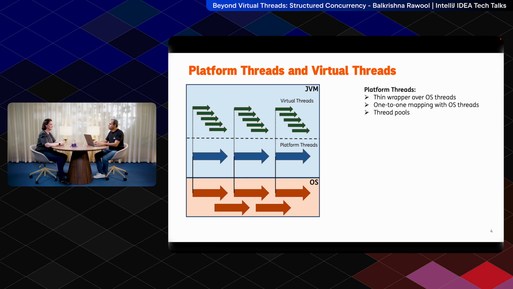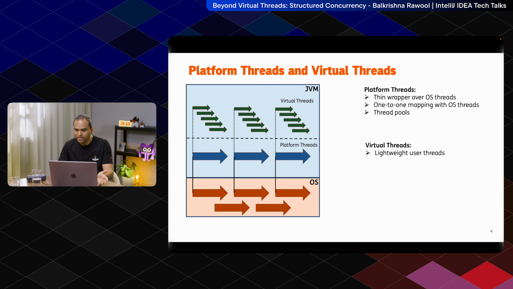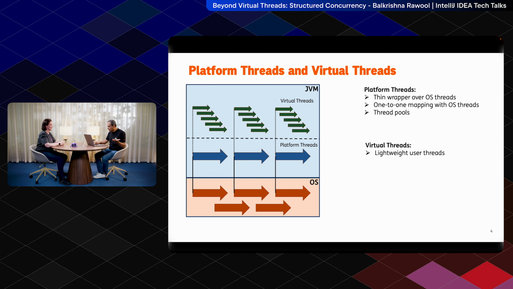Exactly. Now, the thing with virtual threads is that they are lightweight. Lightweight meaning they require significantly less memory. And because of that, you can create thousands or even millions of virtual threads, which was not possible with platform threads. Exactly. And that is what makes them highly scalable. Right. There is one more thing that makes them highly scalable. We'll discuss that in a couple of minutes.